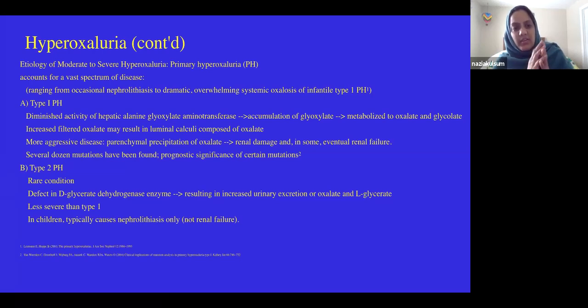This is where you have a defect in the glycerate dehydrogenase enzyme, less severe than type 1. But again, these are also patients who would present with multiple kidney stones to a point that they have significant CKD.